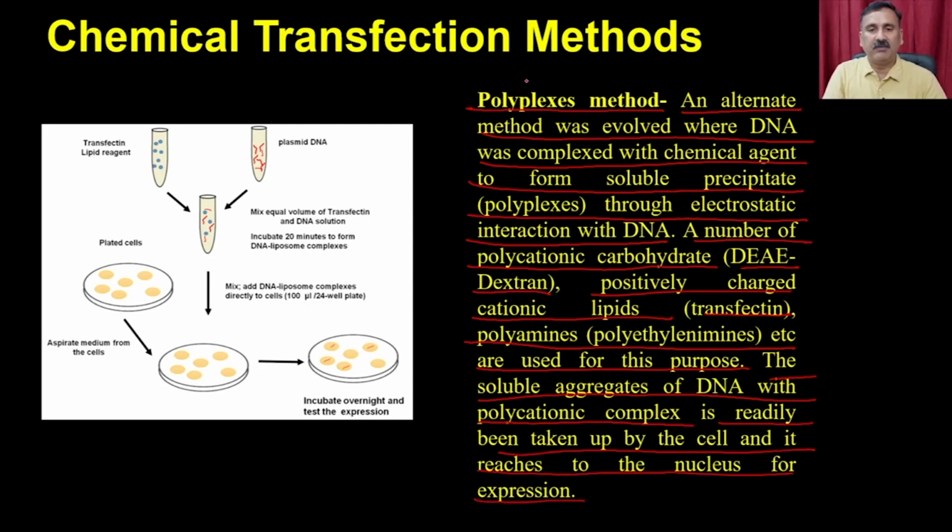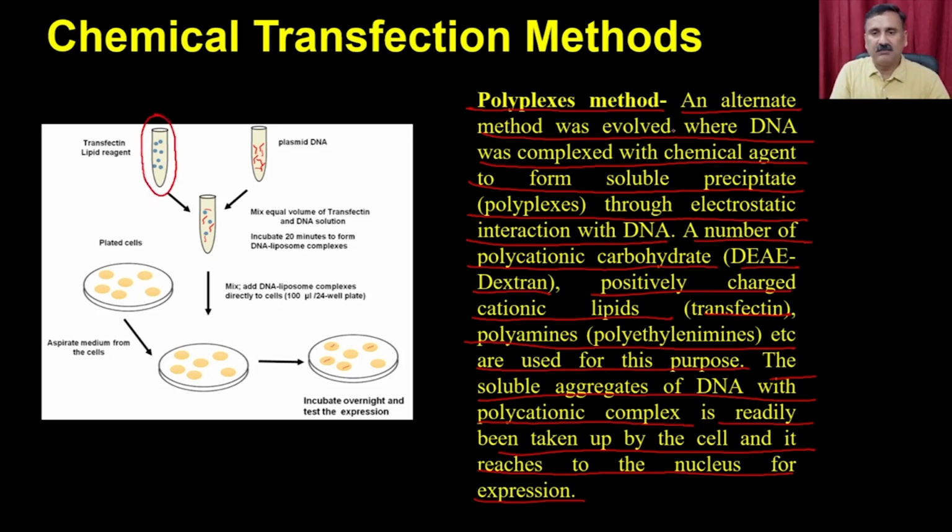So what you are going to do in a polyplex method, instead of using calcium phosphate, you are going to use a material which is going to make a soluble precipitate with the DNA. In this category you can use DEAE dextran, positively charged lipids, or polyamines. All of these are going to make a complex with DNA. These complexes are going to be soluble in nature, and that's how they are going to be taken up by the cell.